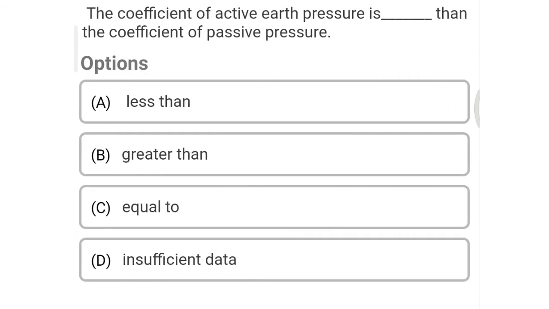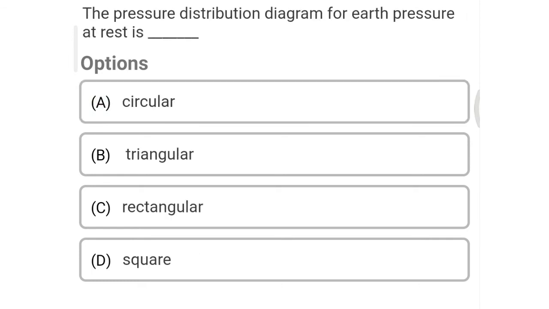So next question, the coefficient of active earth pressure is dash than the coefficient of passive earth pressure. Option A less than, option B greater than, option C equal to, option D insufficient data. So the correct answer is option A less than. So next question, the pressure distribution diagram on the earth surface at rest is option A circular, option B triangular, option C rectangular, option D square.